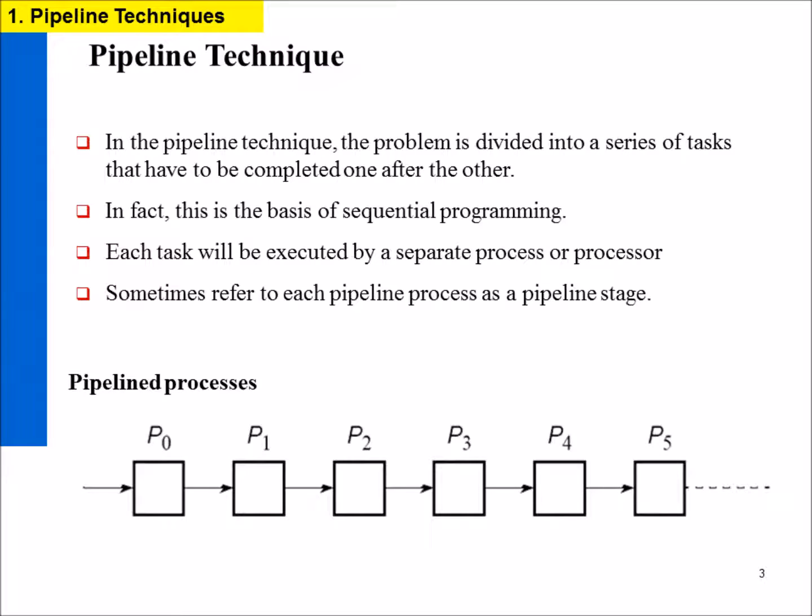In the pipeline technique, the problem is divided into a series of tasks that have to be completed one after the other. In fact, this is the basis of sequential programming. In pipelining, each task is executed by a separate process or processor, as shown in this figure. We sometimes refer to each pipeline process as a pipeline stage. Each stage contributes to the overall problem and passes on information that is needed for subsequent stages.